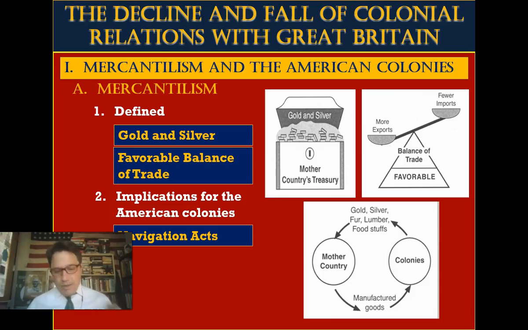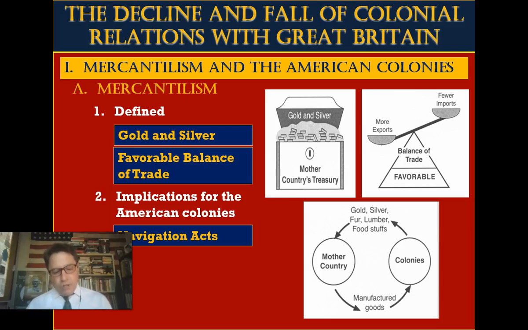These acts were imposed on the colonies roughly around the time of the Glorious Revolution in the 1680s and 90s, all the way through the Seven Years' War in the 1750s. And they were designed to set rules for navigation to ensure a favorable balance of trade.